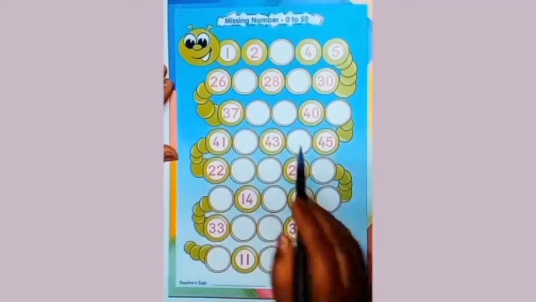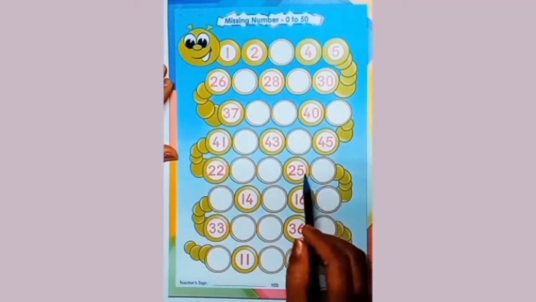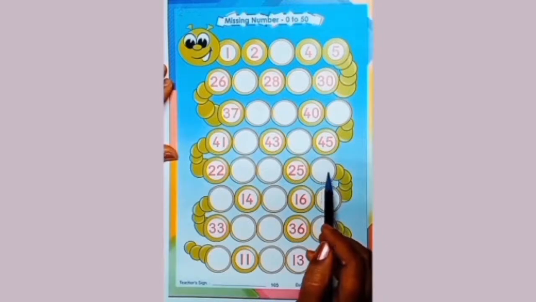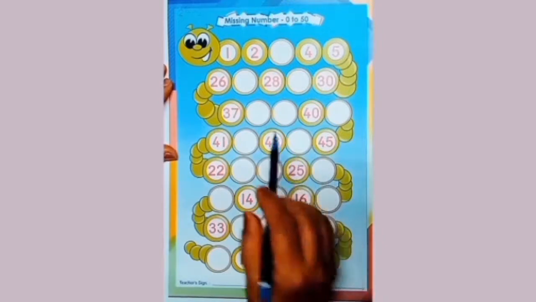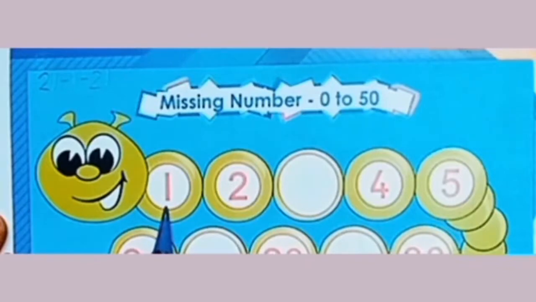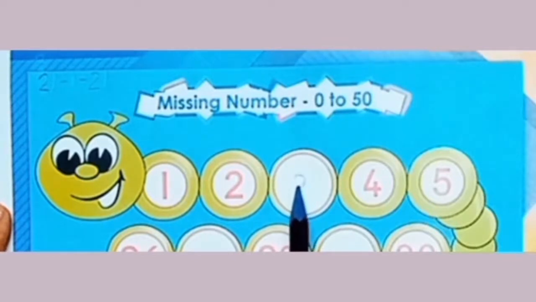So let's start. Now in this first line the numbers are 1, 2, dash, 4, 5. So before 4 which number is missing? So let's check in our maths classwork book page. Before 4 there is number 3. So we will write number 3.